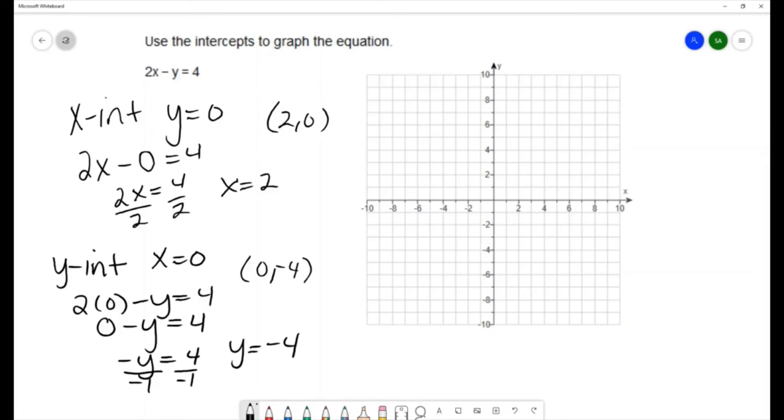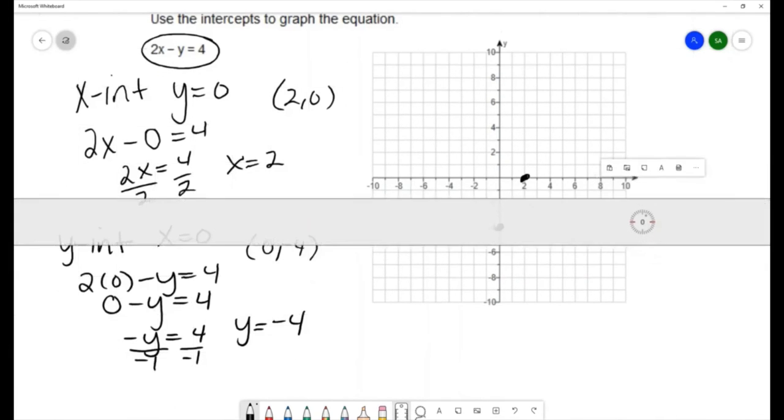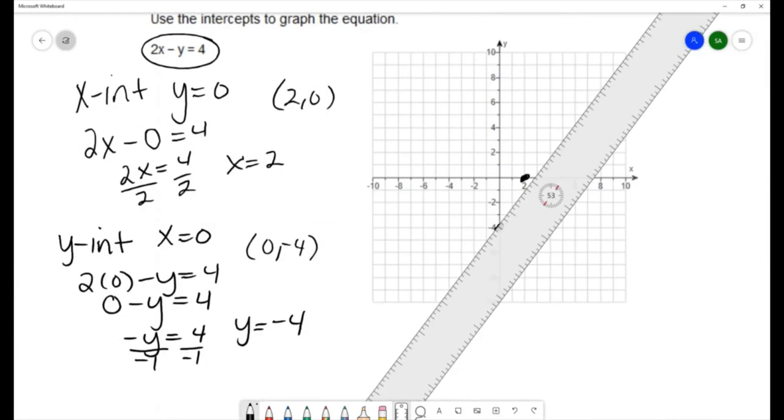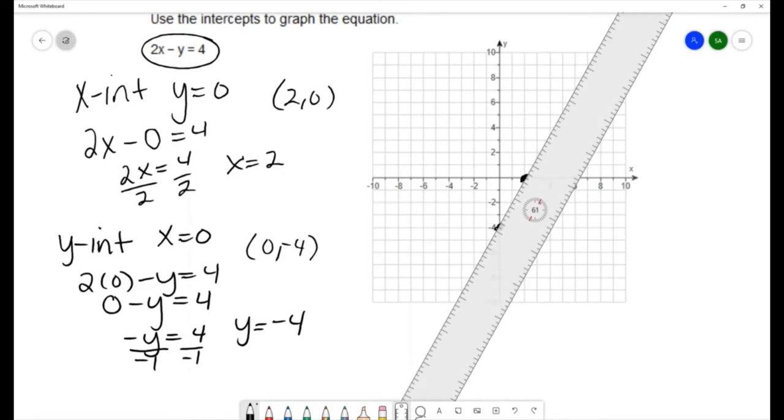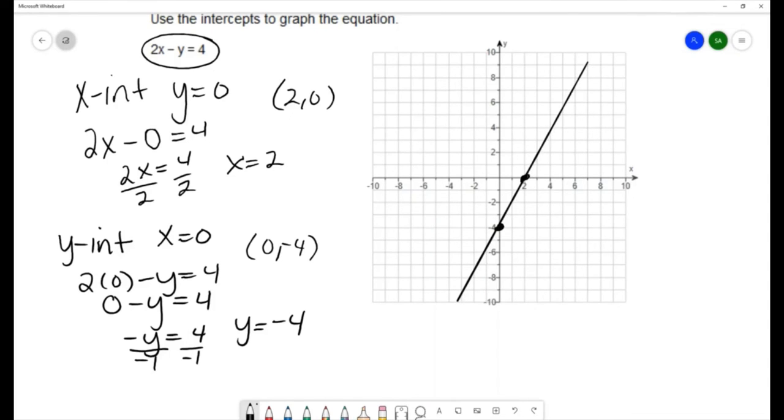Now, because this is a linear equation, I'm able to graph the equation by plotting these two intercepts and connecting the points. I can plot the y-intercept, plot the x-intercept, and I'll use my ruler to draw a straight line between these 2 points. So this gives me a graph of 2x minus y equals 4.